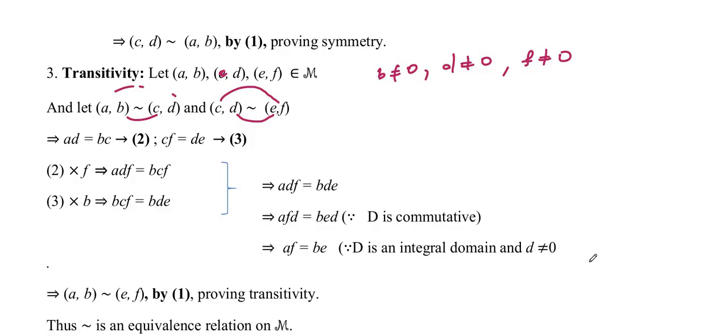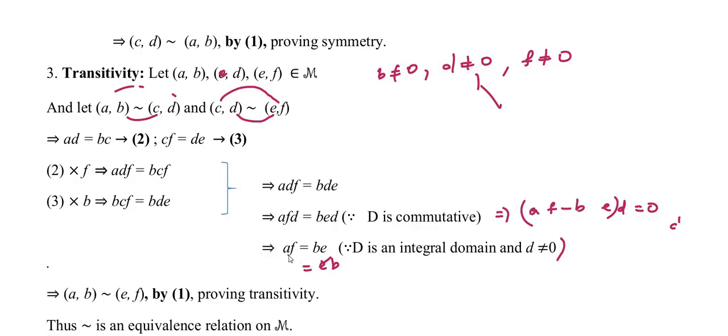Now because D is non-zero, and your capital D is an integral domain, how can we rewrite this? (AF minus BE) into D is equal to 0, because D is non-zero. Here we have mentioned D is non-zero. So that means your AF must be equal to BE. So AF is equal to BE, which means you can rewrite in this way: AF is equal to EB.